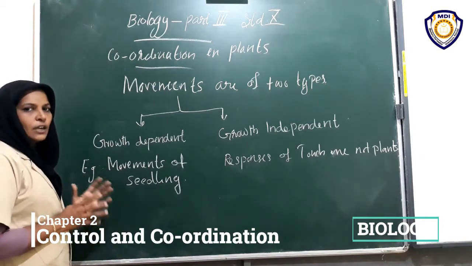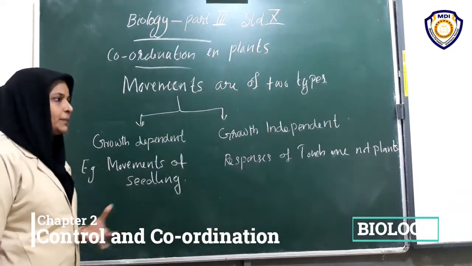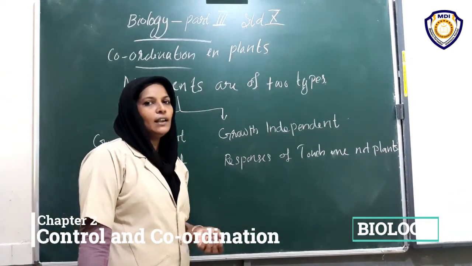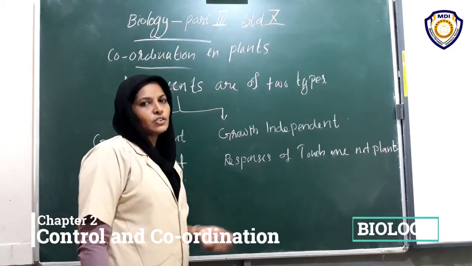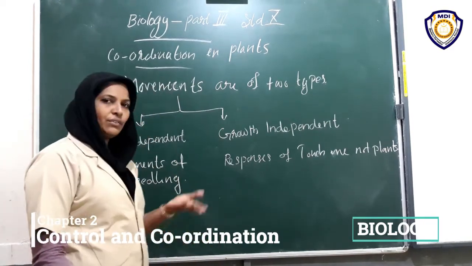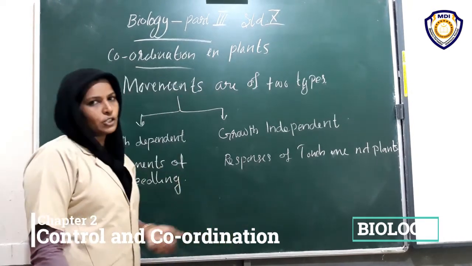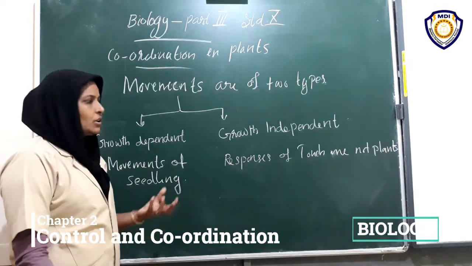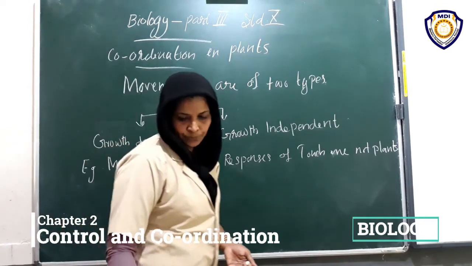Then there are growth independent movements. These are responses to stimuli from the external environment. For example, when we touch the touch-me-not plants or leguminous plants, they show their responses by folding up and drooping. Are you clear? Okay.